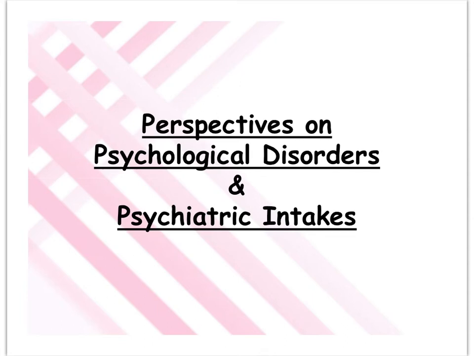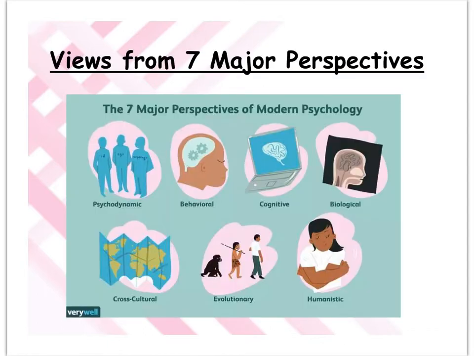We're going to go over the perspectives on psychological disorders, and I'm going to explain to you what a basic idea of a psychiatric intake will look like. These here are the 7 major perspectives of modern psychology, and when we look at psychological disorders, we will look at what each one of these perspectives has to say about what causes a particular disorder, or in some cases also how to treat a particular disorder.